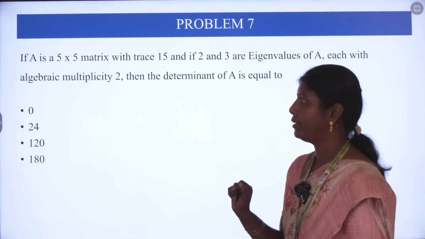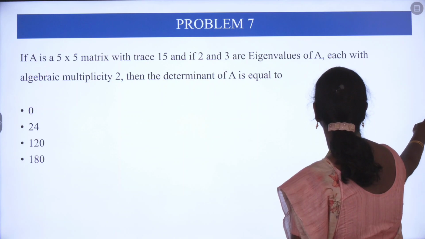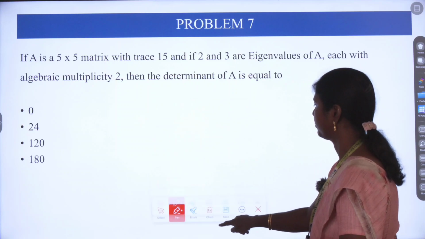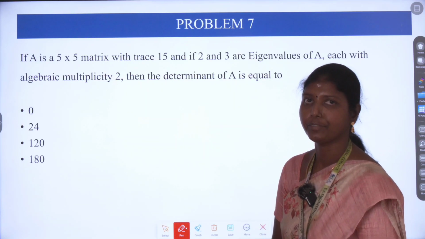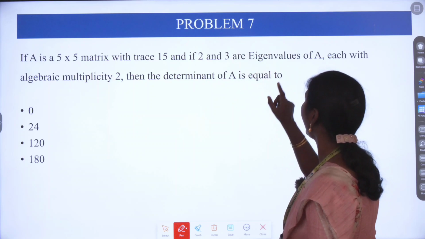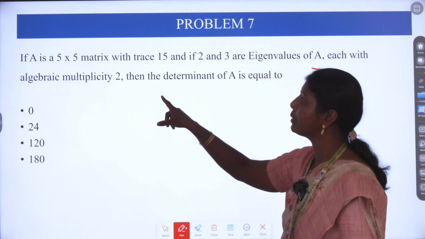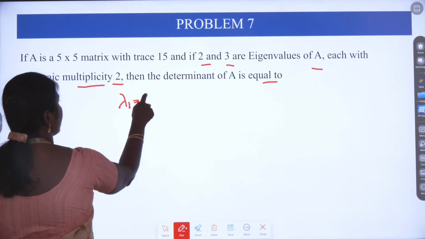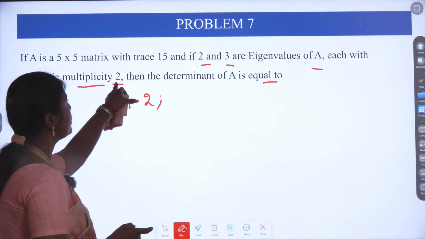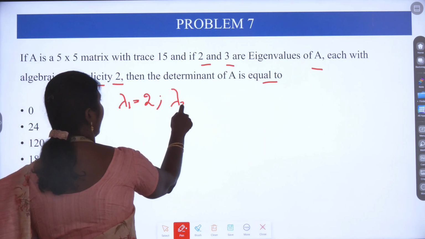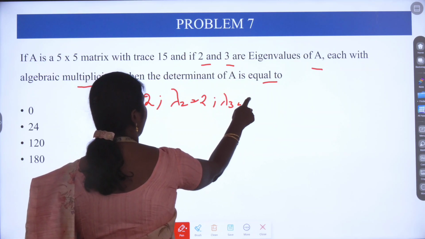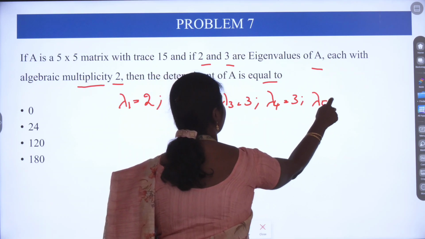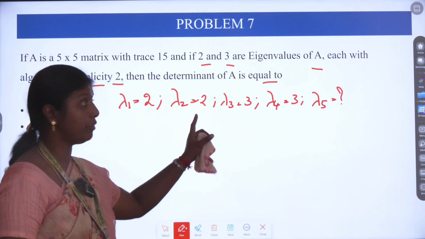Next is problem number 7. If A is a 5 by 5 matrix with trace 15, and if 2 and 3 are eigenvalues of A, each with algebraic multiplicity 2, then the determinant of A is equal to? First I have to choose the lambdas. Lambda 1 equal to 2, and 2 is repeated twice, so lambda 2 is also equal to 2. Lambda 3 equal to 3, and 3 is also repeated, so lambda 4 equal to 3. Now we need to find lambda 5, the fifth eigenvalue.